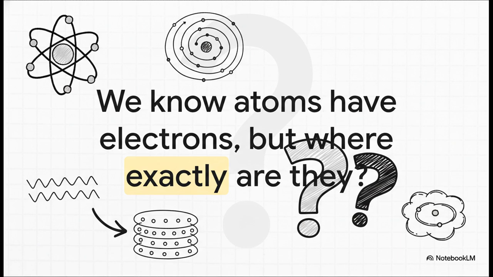Okay, so let's think about this for a second. We all know an atom has a nucleus right in the center, and then there are electrons somewhere around it. But are they just floating around randomly, or is there some kind of system to it? How do we know exactly where these electrons live? Well, that is the big question we are going to answer today.